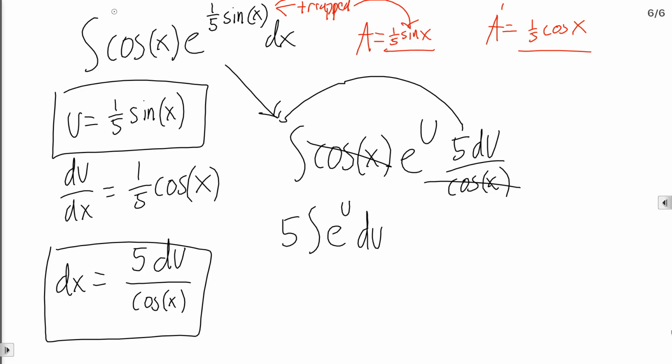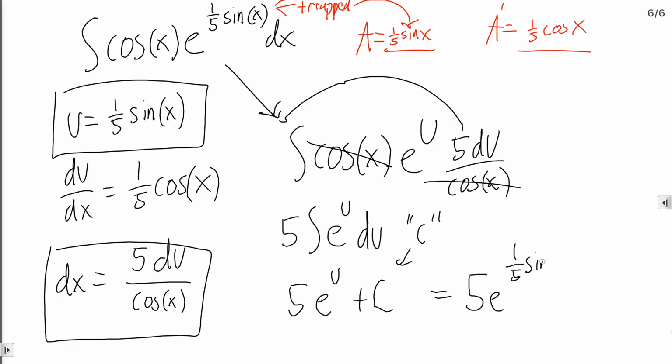If I ask you to think about the antiderivative of the original, oh my gosh. But we have made the problem easier. Antiderivative of e to the u is e to the u. And that's plus c, by the way. And what is u? u is 1/5 sine x. And this was, I think, our last problem on there.